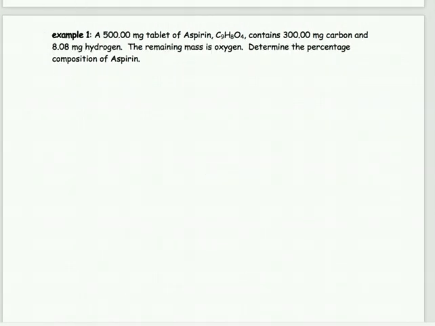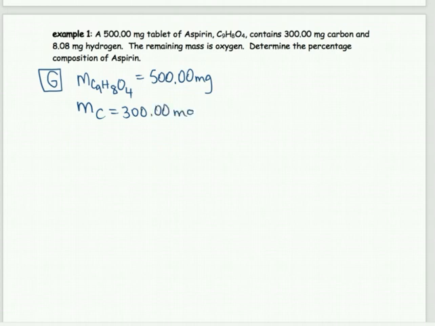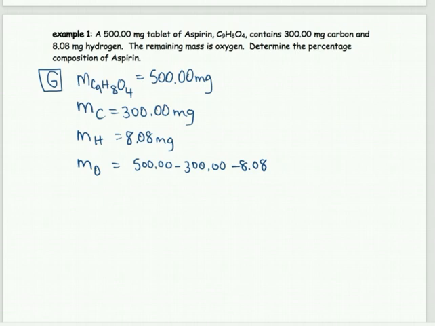I'm going to use graphs here again, so this way we organize the information that we have and what it is that we have to find. So we have the mass of aspirin here. We have the mass of carbon. And we have the mass of hydrogen. Then you could figure out the mass of oxygen as well. You could just take your 500 and subtract carbon and hydrogen. There'll be another way to figure out the percent composition later as well, but we can just calculate this out right now.